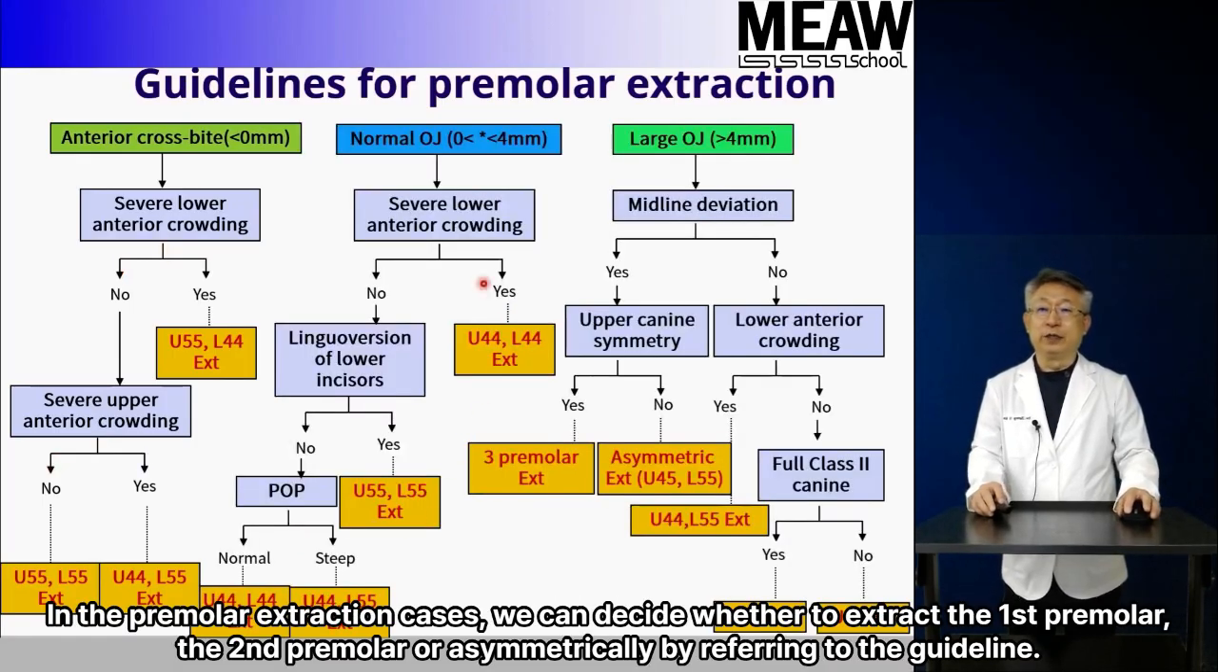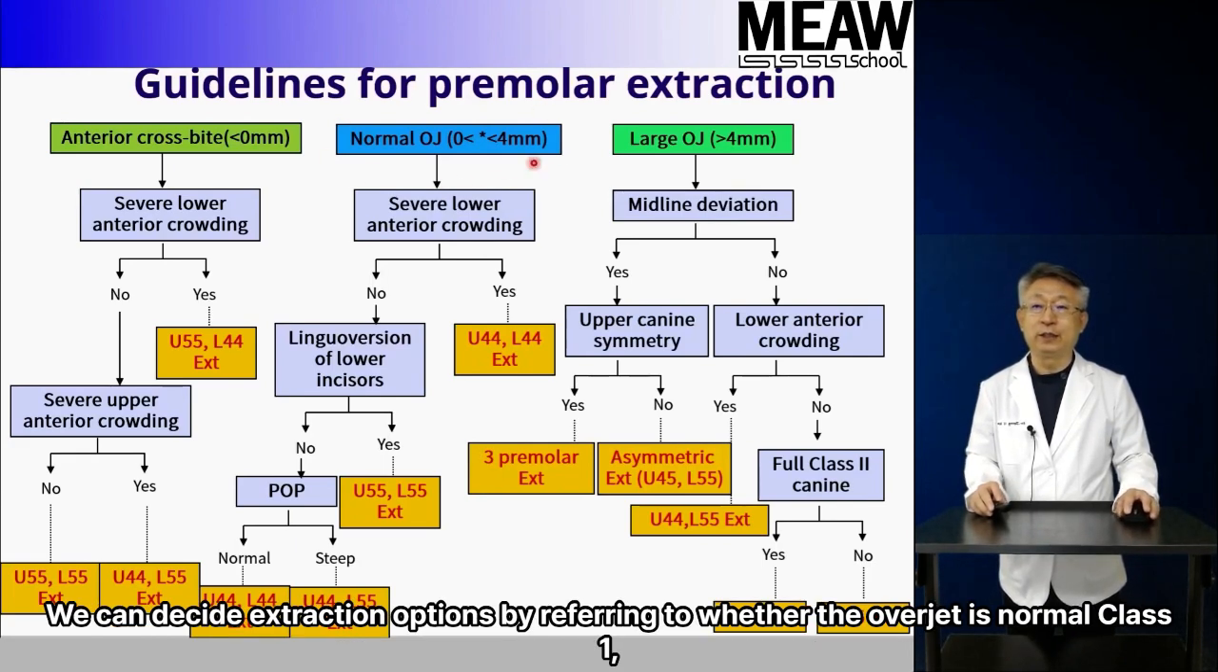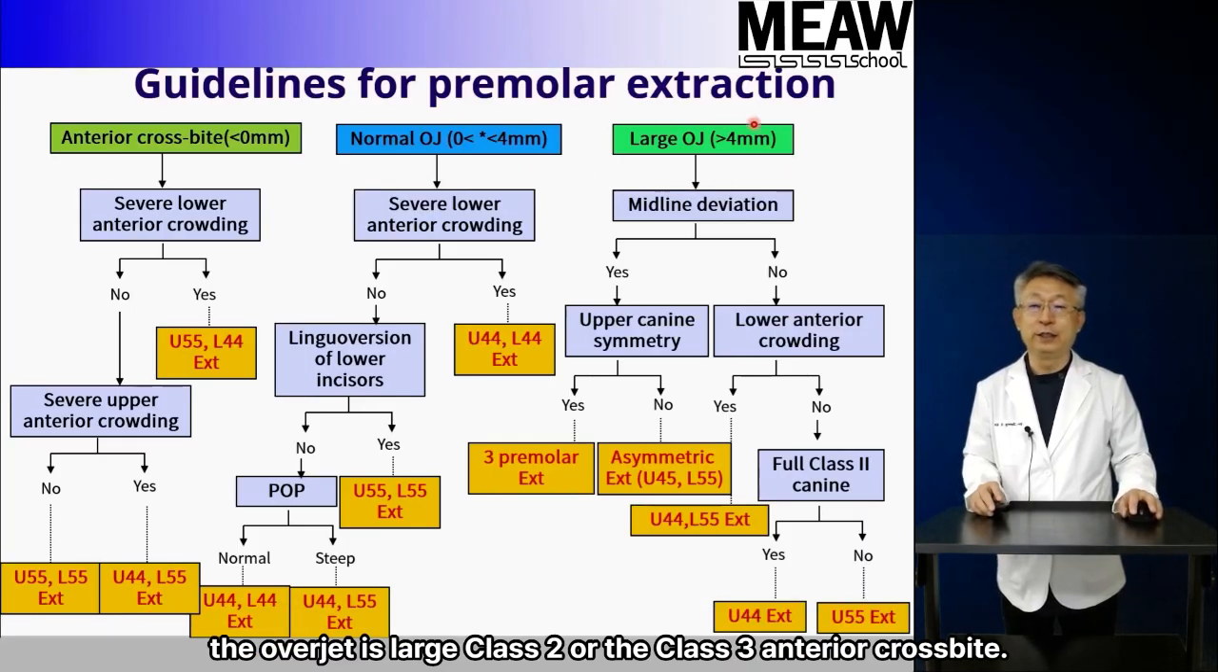In the premolar extraction cases, we can decide whether to extract the first premolar, the second premolar, or asymmetrically by referring to the guideline. We can decide extraction options by referring to whether the overjet is normal class 1, the overjet is large class 2, or the class 3 anterior crossbite.